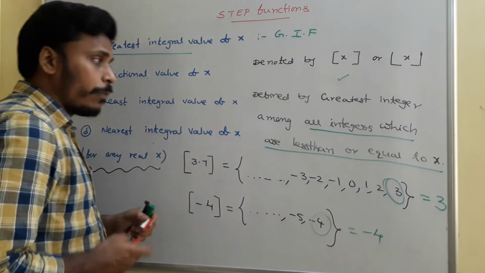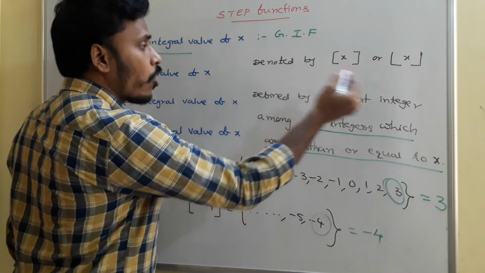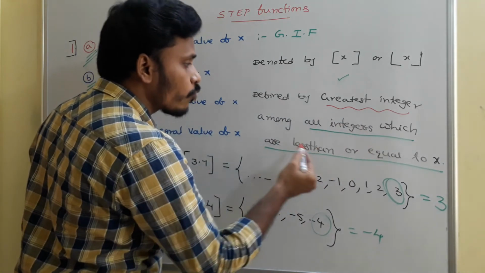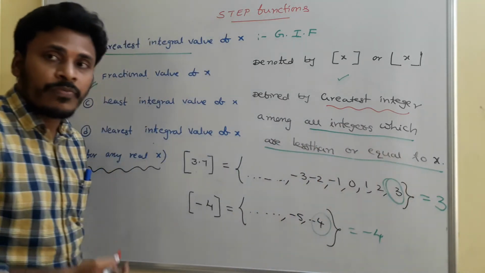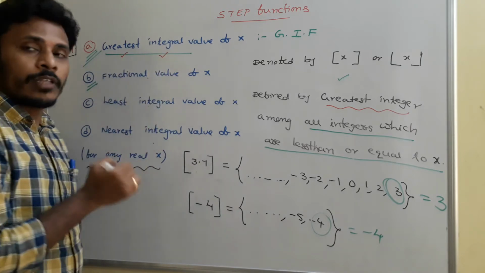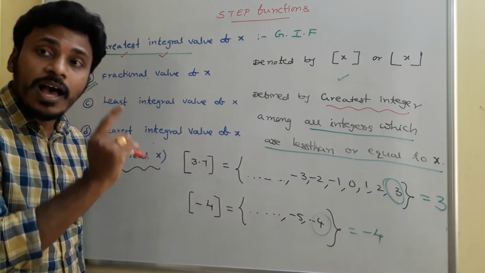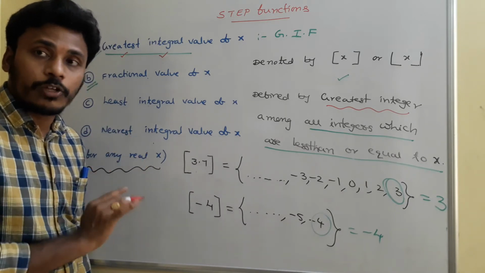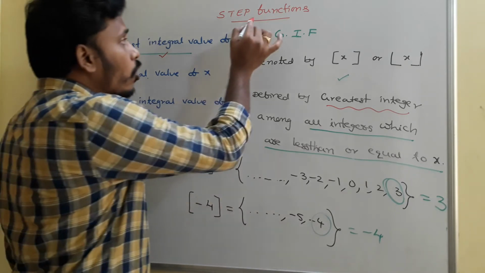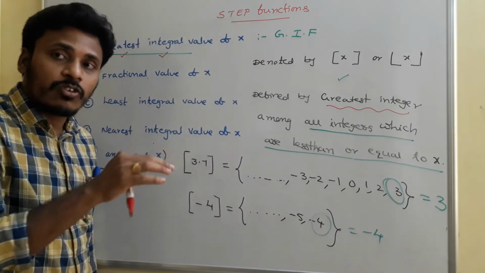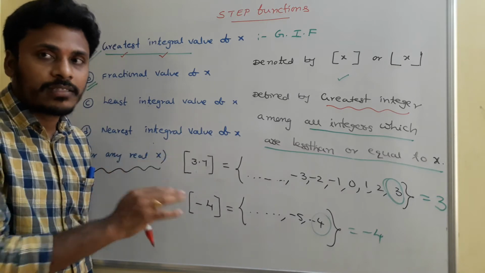Again I am repeating, step x is the greatest integer among all the integers which are less than or equal to x. Why are we calling it the greatest integer? Because we are identifying the greatest integer among all the integers which are less than or equal to x. And why a step function? Because its graph just looks like steps.